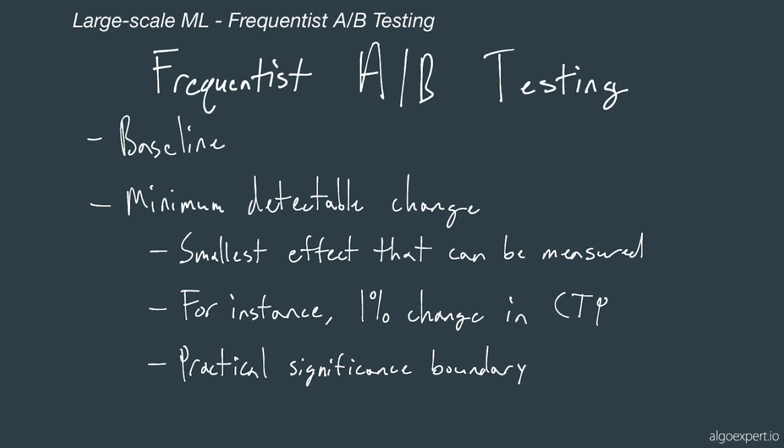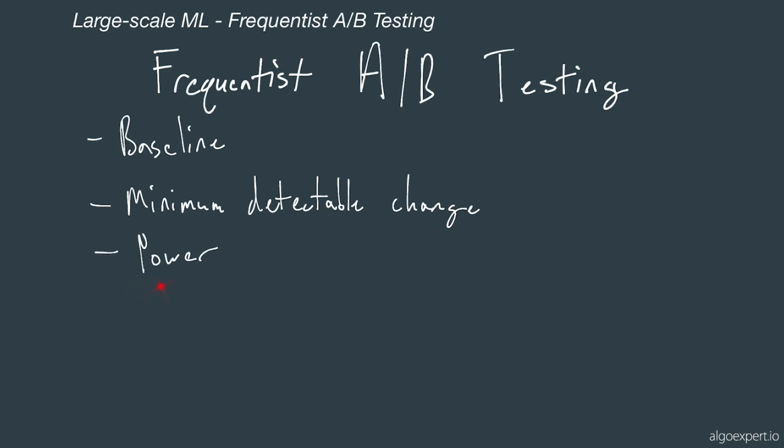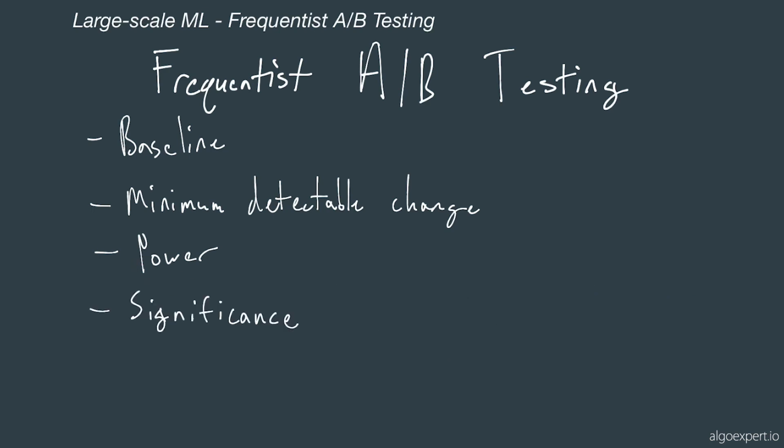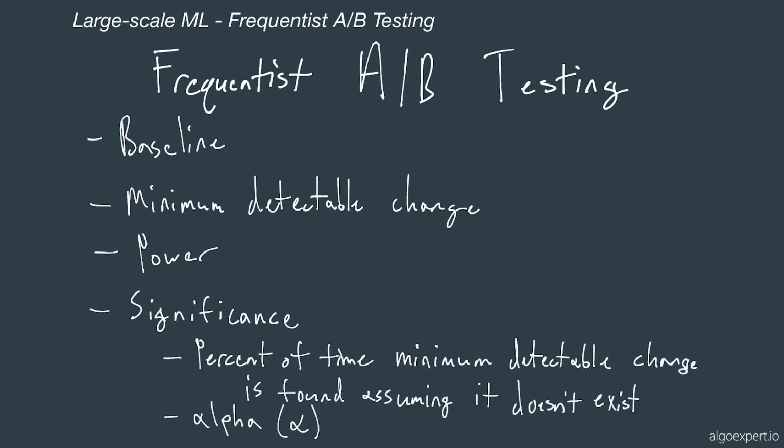Now the next thing that we need is the power. The power is going to be the percent of the time that this minimal detectable change is found, assuming that it exists. It's usually represented by this here, so if you see that later, remember that it's power. We also want the significance. That's the percent of the time that the minimal detectable change is found, assuming that it doesn't exist. This is often represented as alpha.